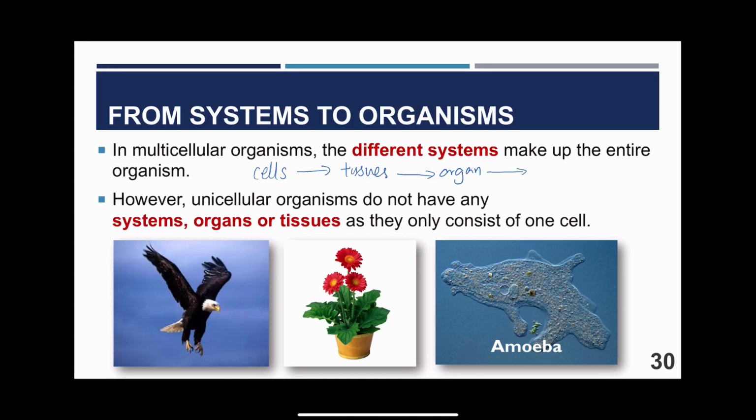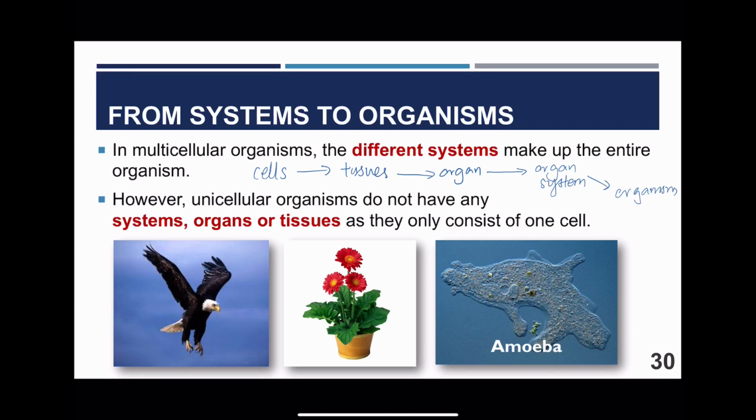Many different organs coming together for a specific function is what we call an organ system. And of course, when you have all these organ systems coming together, your respiratory system, your circulatory system, your digestive system, etc., you form the living thing that you know today as your organism. So this is the level of organization within all multicellular organisms. But unicellular organisms, like this one you see over here, the amoeba, don't have such systems.